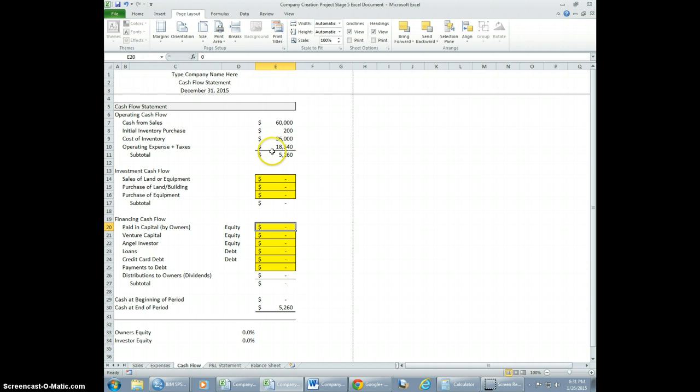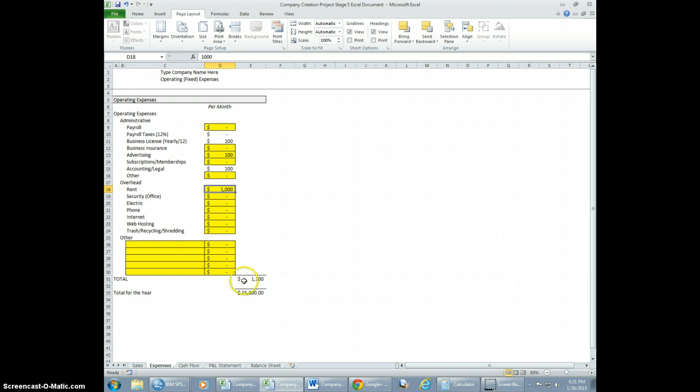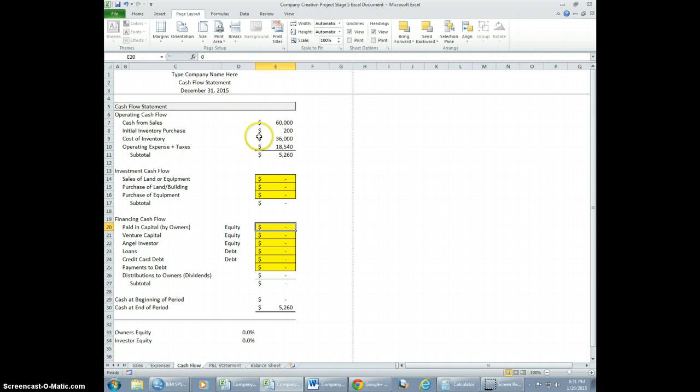And then you have your operating expenses and taxes. So those expenses will appear right here, this $15,600. It's a little bit higher than this $15,600 because with the formulas that are already integrated into this spreadsheet, it's accounting for additional taxes that were not originally reflected in this expenses sheet. And so that gives you a total of $5,260 of a positive cash flow. If it was negative, it would actually show parentheses around this 5260.